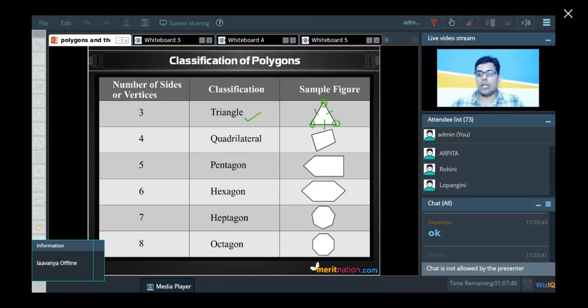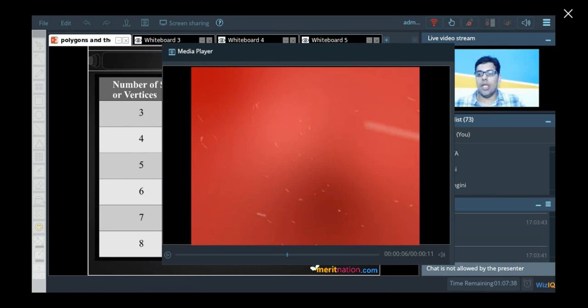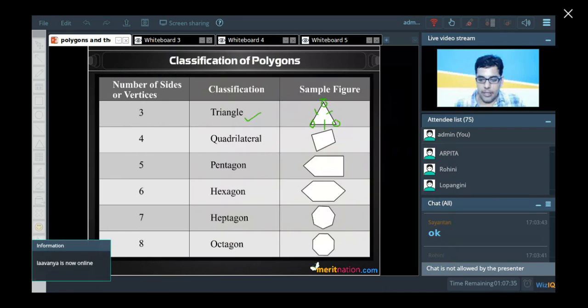If anyone is controlling the media player at their side, please close the media player. Otherwise, it will disturb the whole class. Please close the media player at your end. If someone is able to control the media, because the class will be disturbed in between if the media player is open.